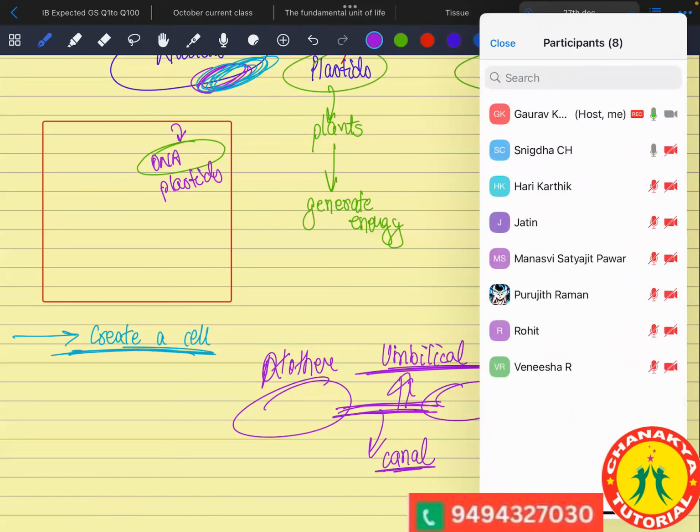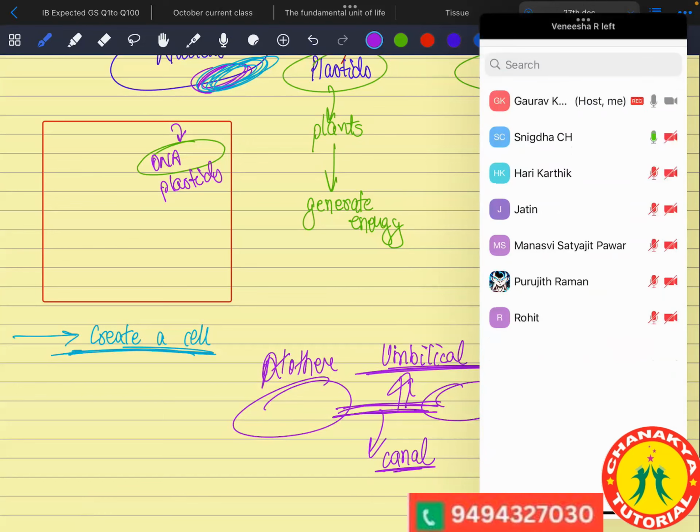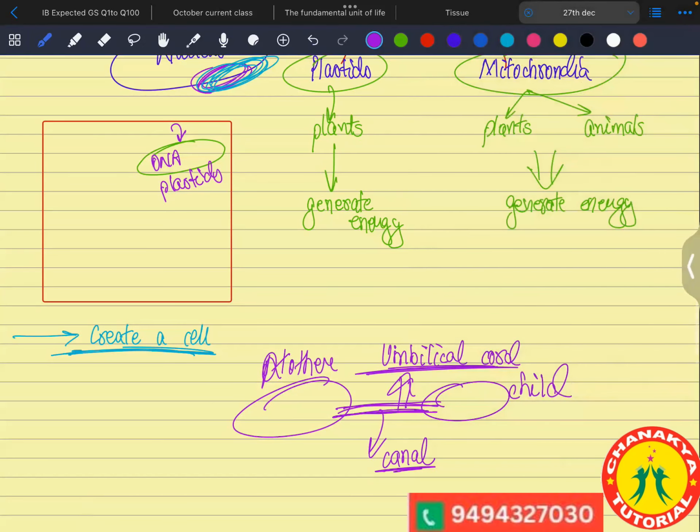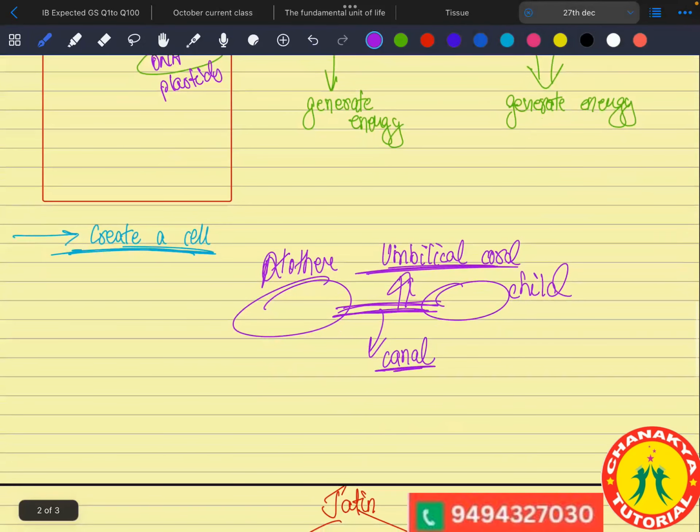Sir, I have to ask you something. Sure. Yes, sir. Currently I'm studying in an IB curriculum, so I don't have an NCERT book, and I want to buy it. Sir, do you know where I can buy it or how I can buy the latest copy?